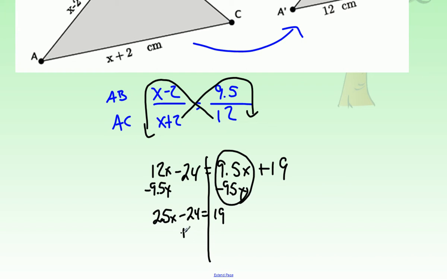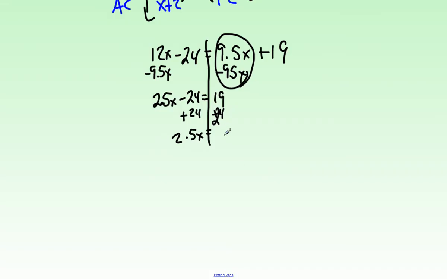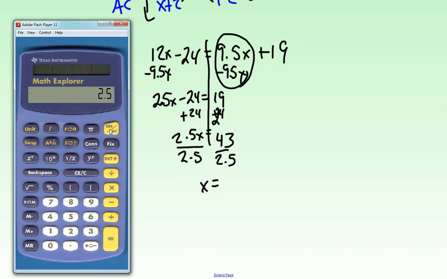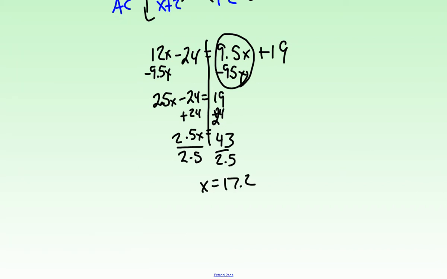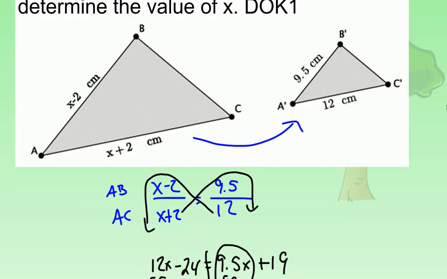Okay, to continue solving, we're going to add 24 to both sides. 2.5x equals, that's supposed to be 24. Let's see, that's going to be a 3, carry the 1, 43. Divide both sides by 2.5. x equals, let's see, where's my calculator? 19 plus 24, 43. Yep. Divide by 2.5 equals 17.2. So the value of x is 17.2.